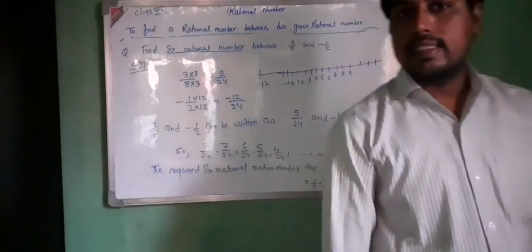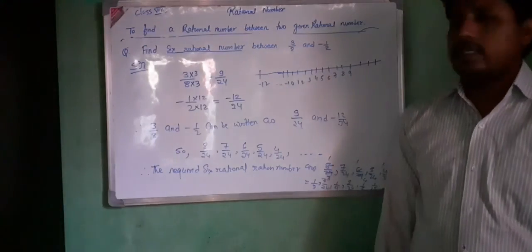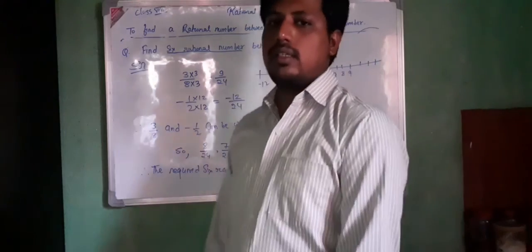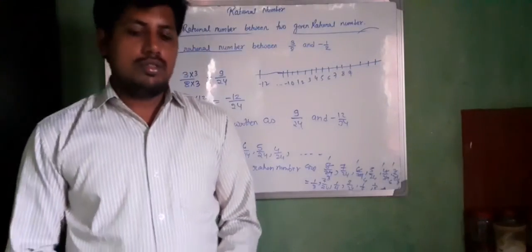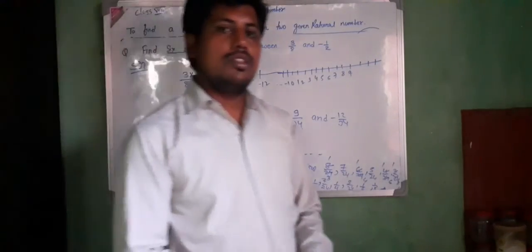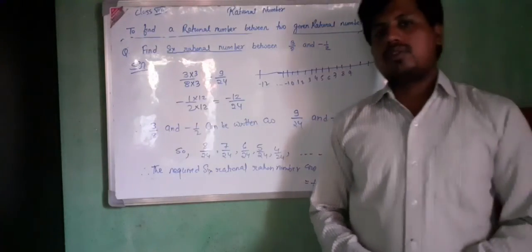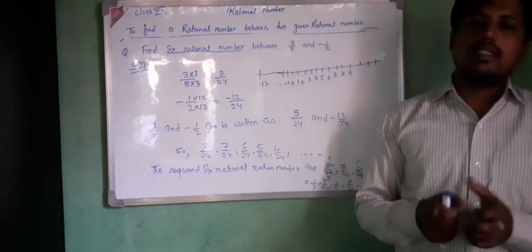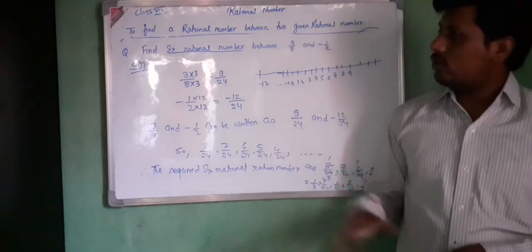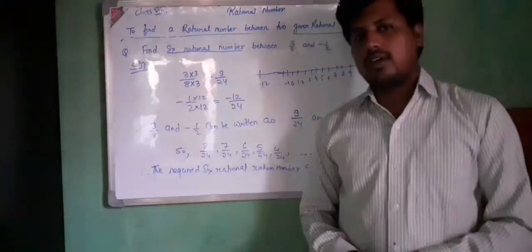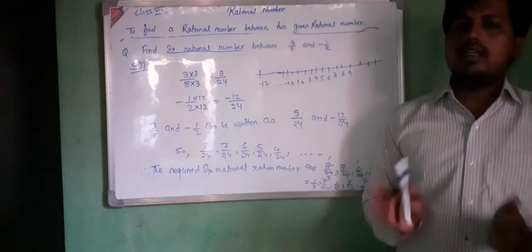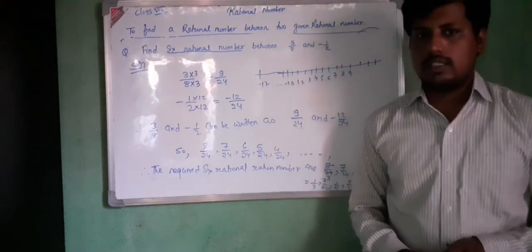So this is how we can get the 6 rational numbers present between two given rational numbers. Whatever questions there are, whether you have to find 3, 4, 5, 6, 7, 8, 9, 10, you can go by this method. You will get all the answers. The method will be the same, only the numbers will change. Thank you.